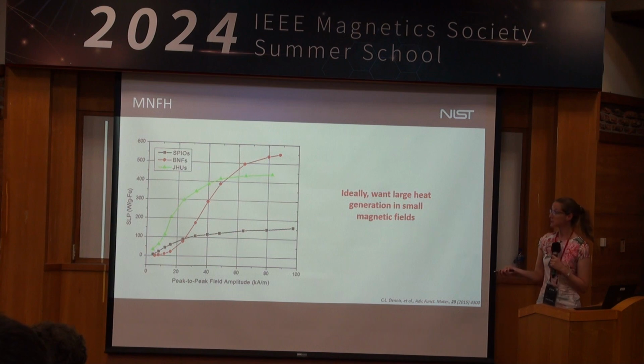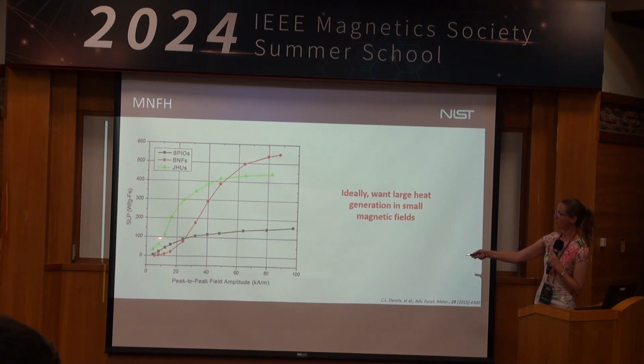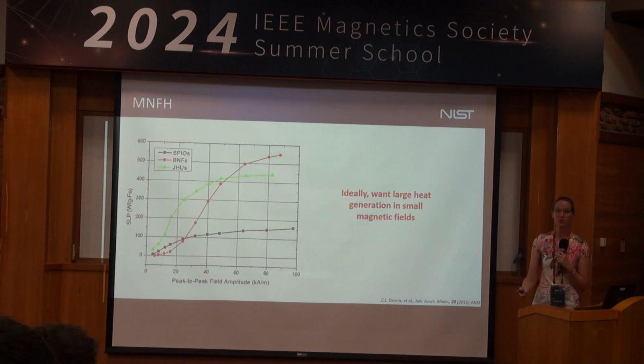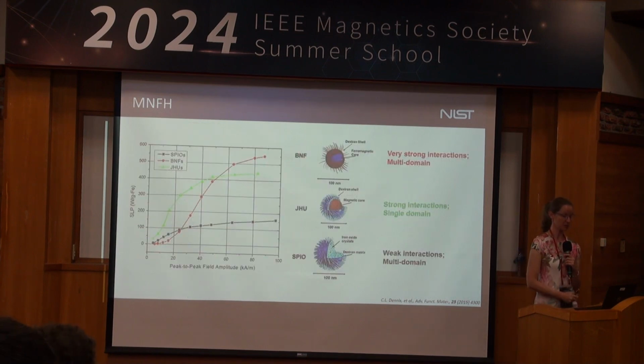So we had a series of samples. They were all ferrite-based materials, and we got very different heating from them. We had one that didn't heat very well, one where we got pretty good heating at low fields, but it flatlined. And then we had one where we got even better heating, but it took more field to do it. And in the interest of time, I'm going to skip a little bit.